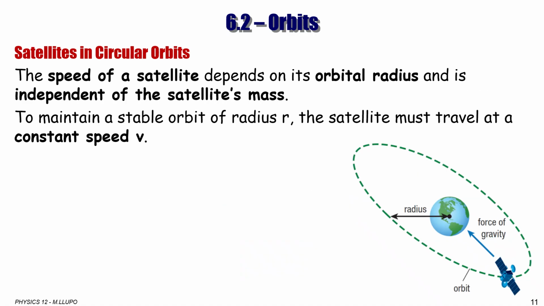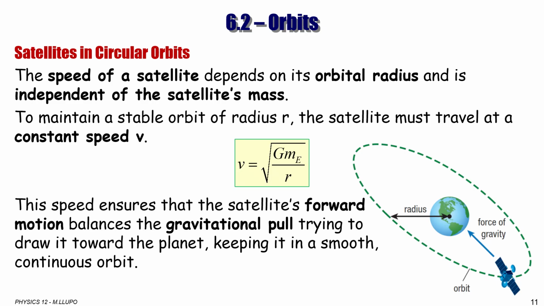The speed of the satellite depends on its orbital radius, and it is independent of the satellite mass. To maintain a stable orbit of radius r, the satellite must travel at a constant speed, which is the square root of GM over r. This speed ensures that the satellite's forward motion balances the gravity pull trying to draw it toward the planet, keeping it in a smooth, continuous orbit.